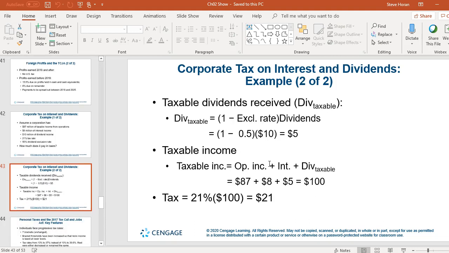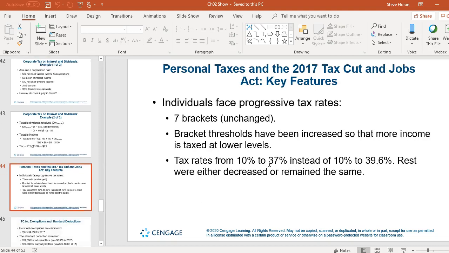And so you take the taxable dividends received to figure this out. 1 minus the exclusion rate, which is 50%, times the $10 million worth of dividends. So they'll pay tax on $5 million. Taxable income is your operating income plus interest plus taxable dividends. And then you just add that all up, multiply it by 21%, and you're good to go. $21 million. So $100 million worth of earnings, $21 million worth of tax.